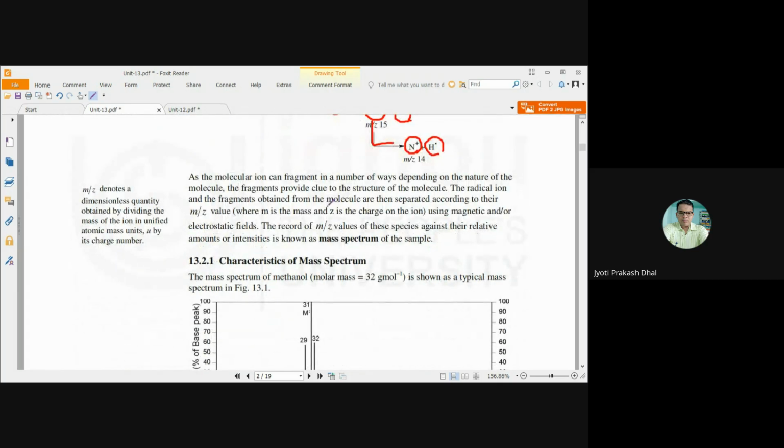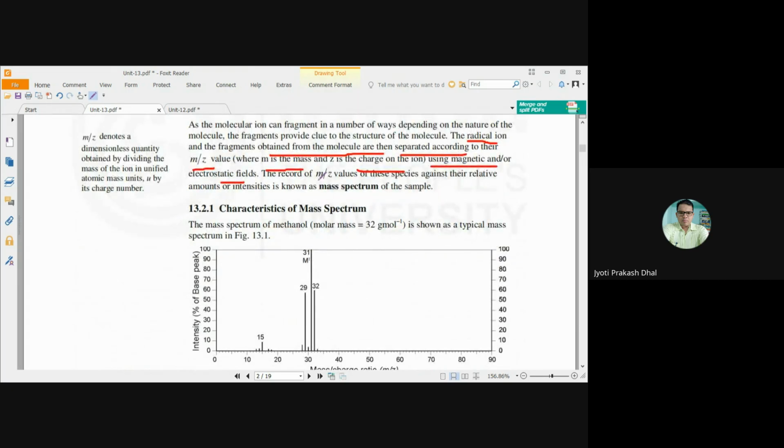As the molecular ion can fragment in a number of ways depending upon the nature of the molecule, the fragments provide the clue to the structure of the molecule. The radical ion and the fragments obtained from the molecule are then separated according to their m by z value, where m is the mass and z is the charge of the ions, using magnetic and or electrostatic fields. So the record of the m by z values of these species against their relative amounts or intensity is known as the mass spectrum of the sample.